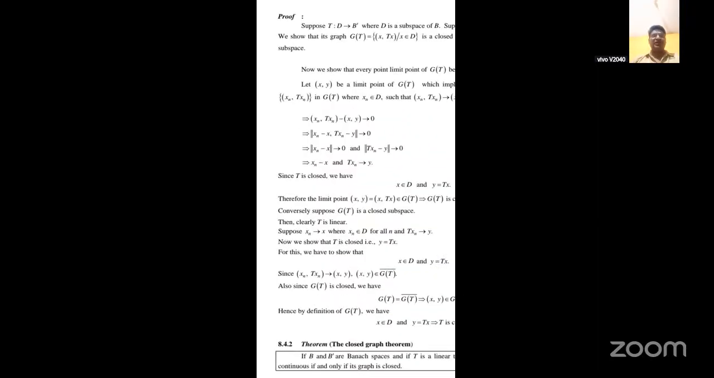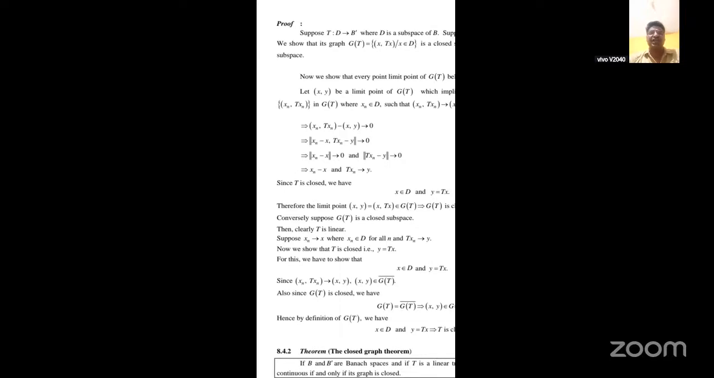Now let us see the proof of this theorem. Before the proof, we must observe how it goes. Okay. Now suppose capital T defined from D to B dash, where D is a subspace of B. Suppose capital T is a closed linear transformation. Okay. Now we already know that G of T equals the set of x and Tx, that is the graph of T, such that x belongs to capital D, and it is also a closed subspace. Since capital T is linear, G of T is also a subspace. Subspace means we already know the condition: x alpha plus y beta is also in the subspace.